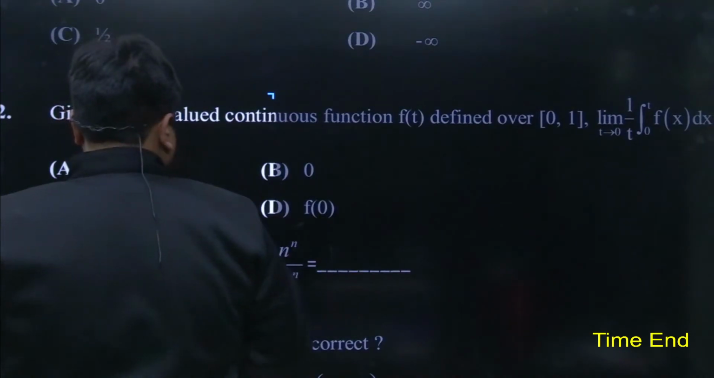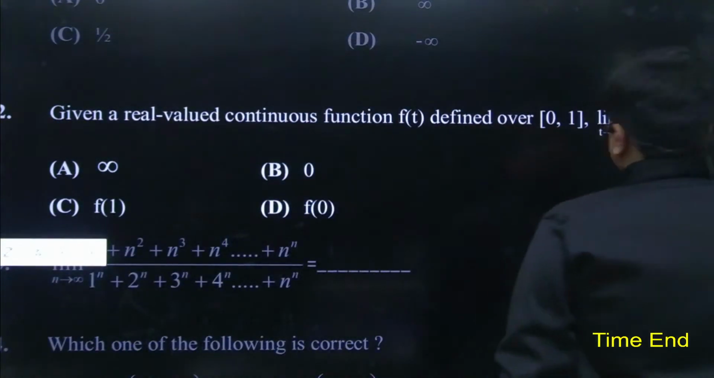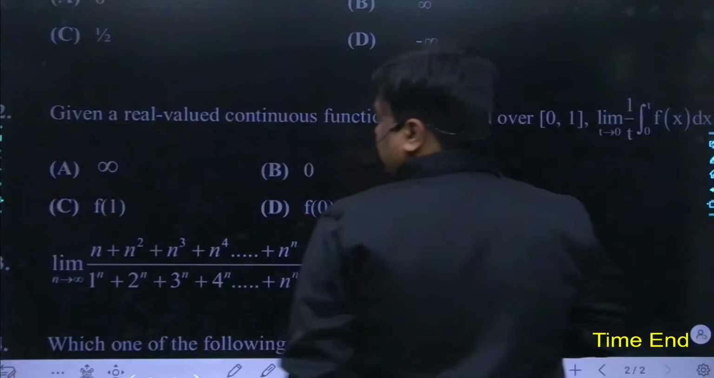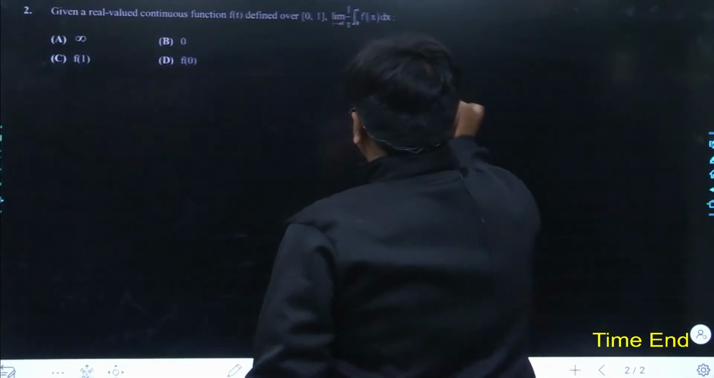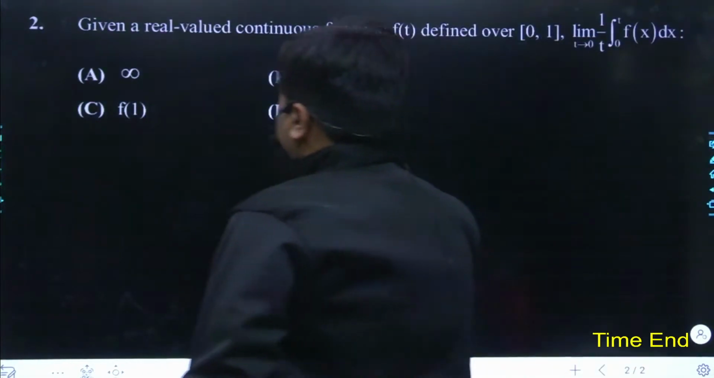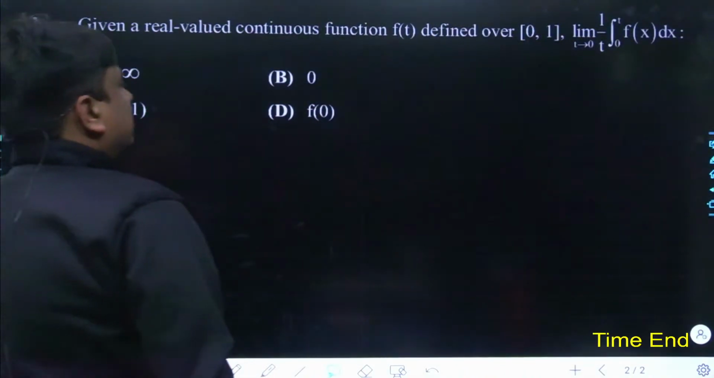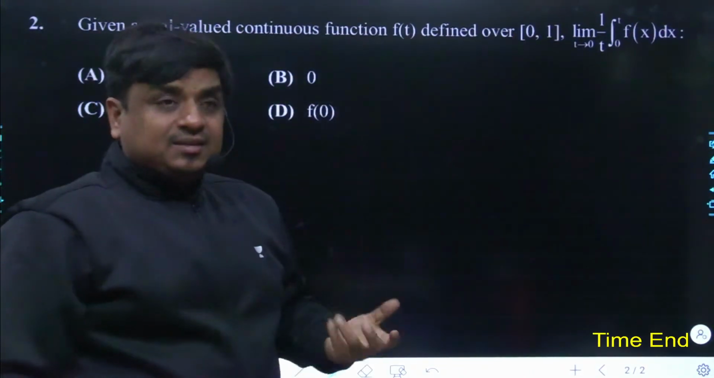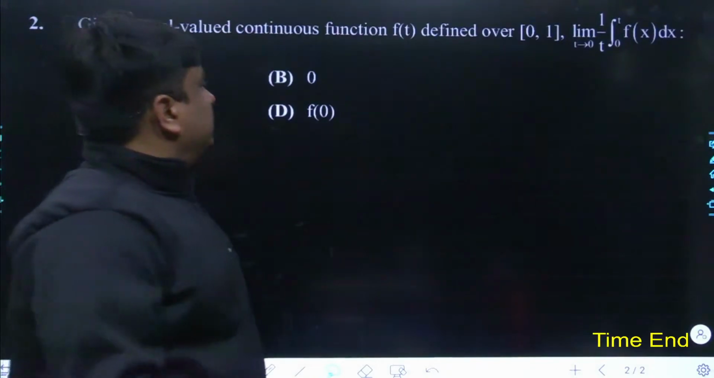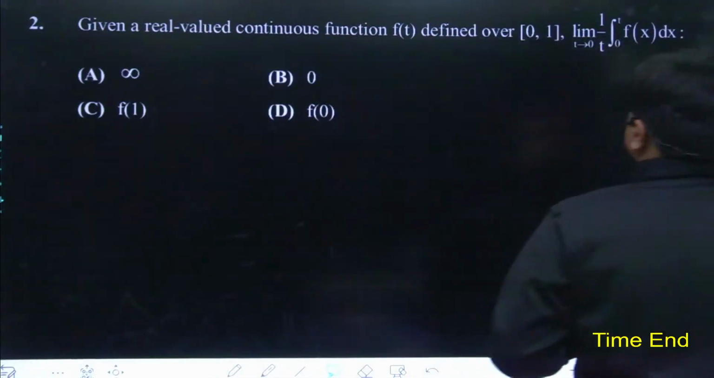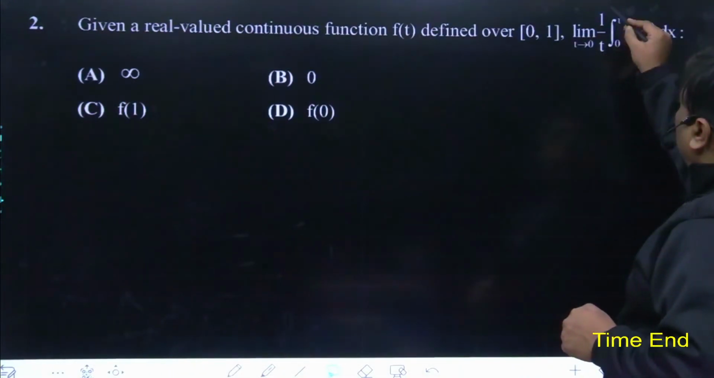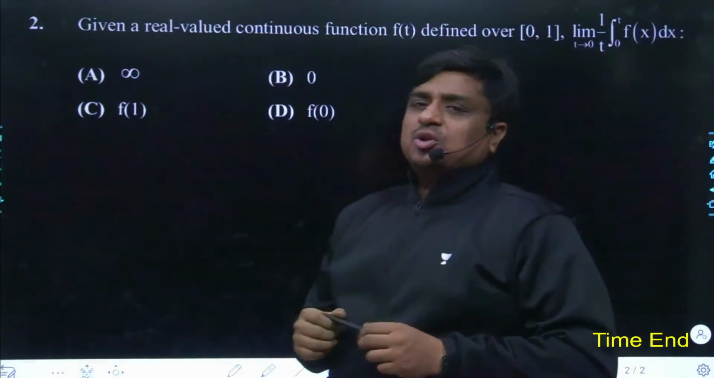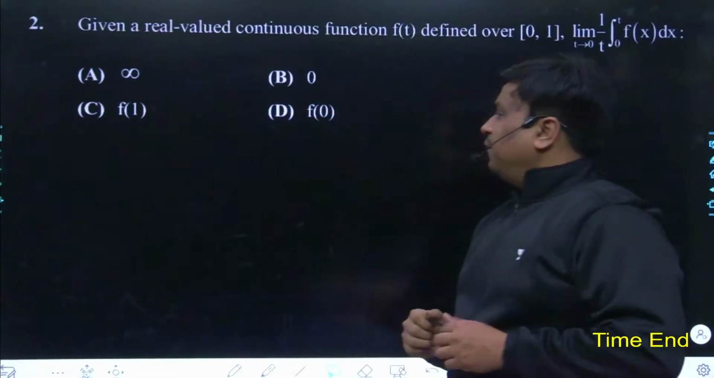This has been the second question. Here comes a question. Read the problem carefully and tell me what could have been the best answer for this given question. Given a real valued continuous function, what does it actually mean? That means for all possible real values of t, f of t is supposed to be a real function defined over the closed interval 0, 1. Then I need to find limit t tends to 0 of 1 upon t times the integration from 0 to t of f of x dx. The four different options are attached along with this problem: infinity, 0, f of 1 and f of 0.